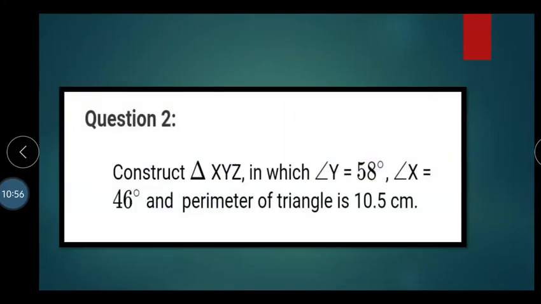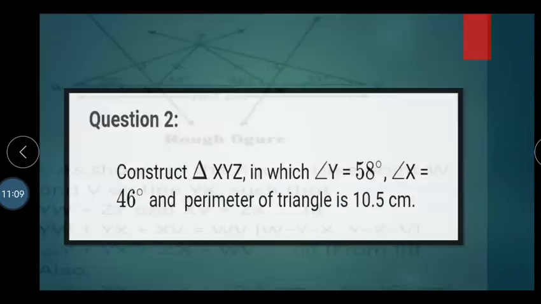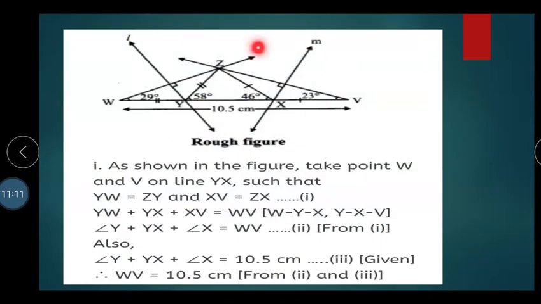Question number 2. Construct triangle XYZ in which angle Y is equal to 58 degree, angle X is equal to 46 degree and perimeter of triangle is 10.5 centimeter. This is our rough figure. Let's see how this rough figure is formed. As shown in the figure, take point W and take point V on line YX such that YW is equal to ZY and XV is equal to ZX. Let us give that equation 1.